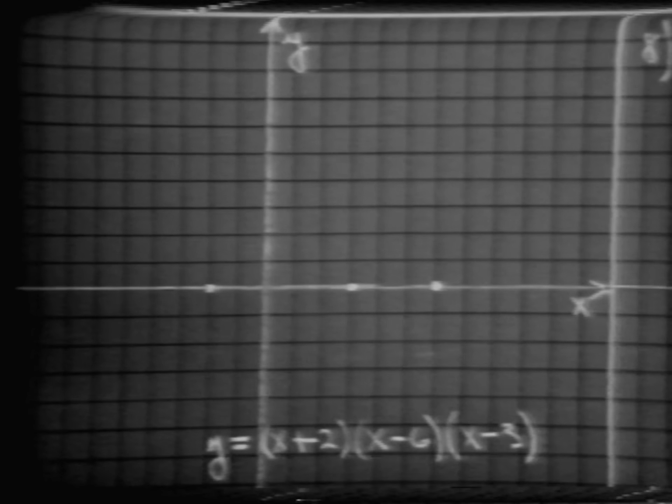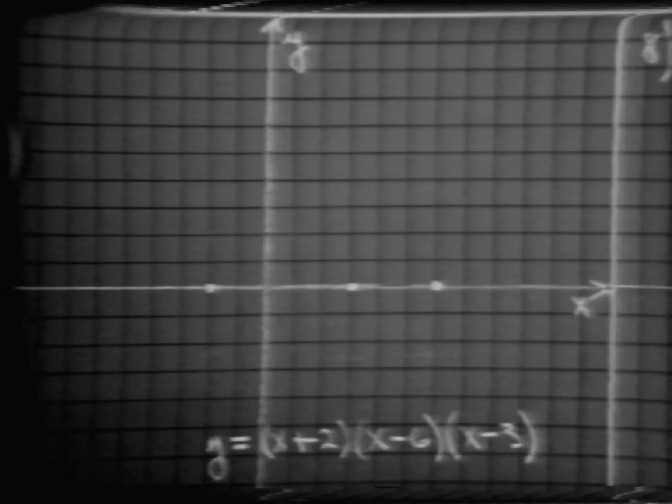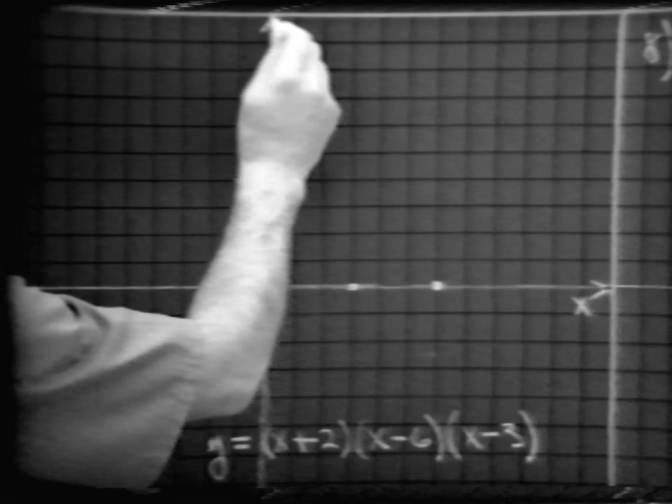So, in fact, let's see now. If we were to substitute x as 0, this will give you some idea of how high the graph will go. If x is 0, we have 2 times a negative 6 times a negative 3, which is way up at 36. Is that right? So when x is 0, you're way up at 36, which is off of our graph.